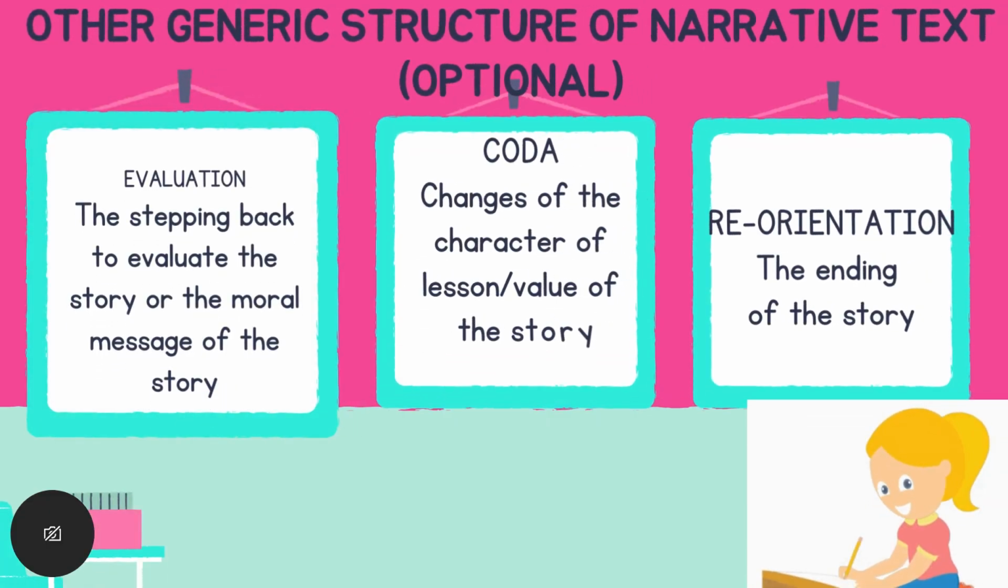Other generic structure of narrative text, optional. There are 3. The first is evaluation, which is stepping back to evaluate the story or the moral message of the story. Second is coda. Coda is the changes of the characters or lesson or value of the story. And the last one is reorientation. Reorientation is the ending of the story.